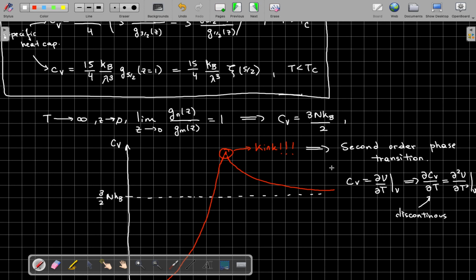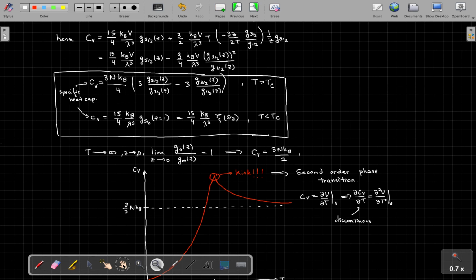Note that this only holds because we're working in the thermodynamic limit. If V and N were finite, you would actually be able to zoom into this kink, and eventually it's going to smoothen out and give a smooth curve. And so this discontinuity would not be there anymore. So this phase transition and all phase transitions in general can only occur when you're at infinite particle number and infinite volume.